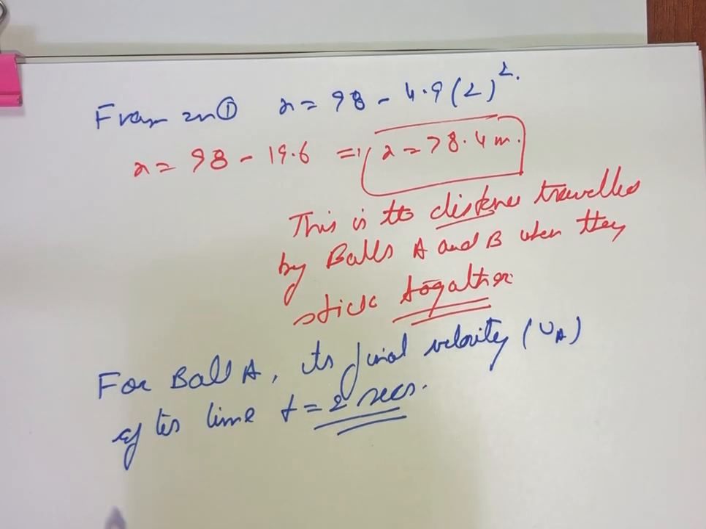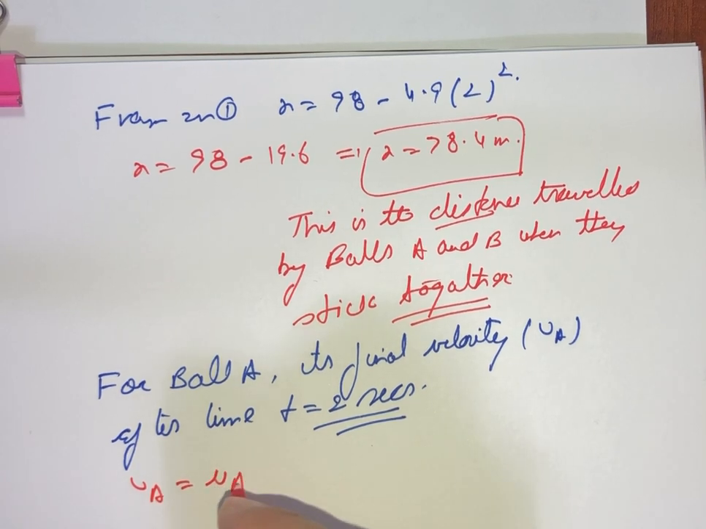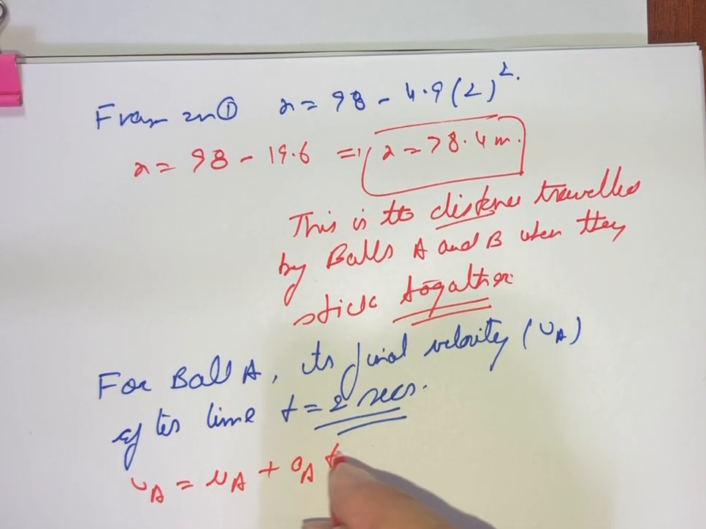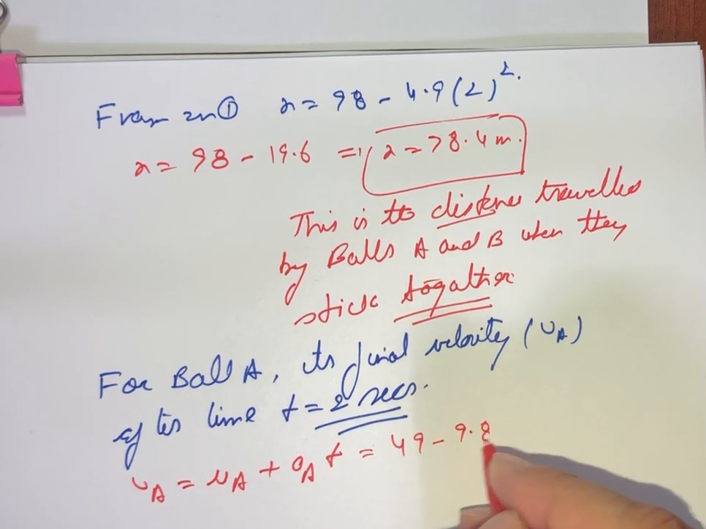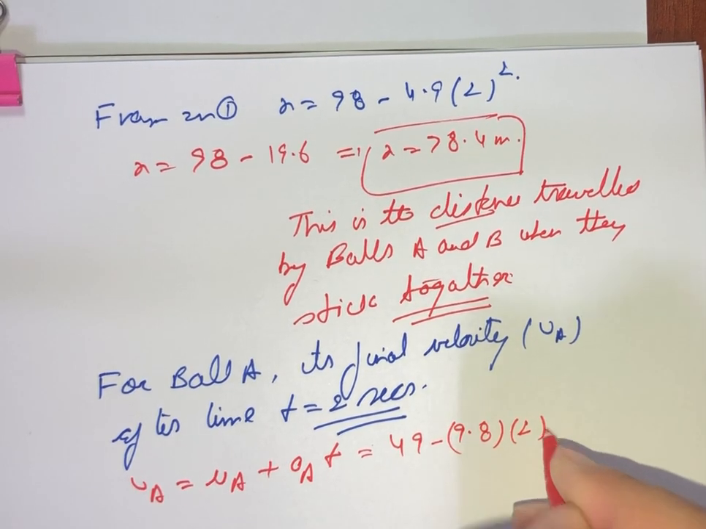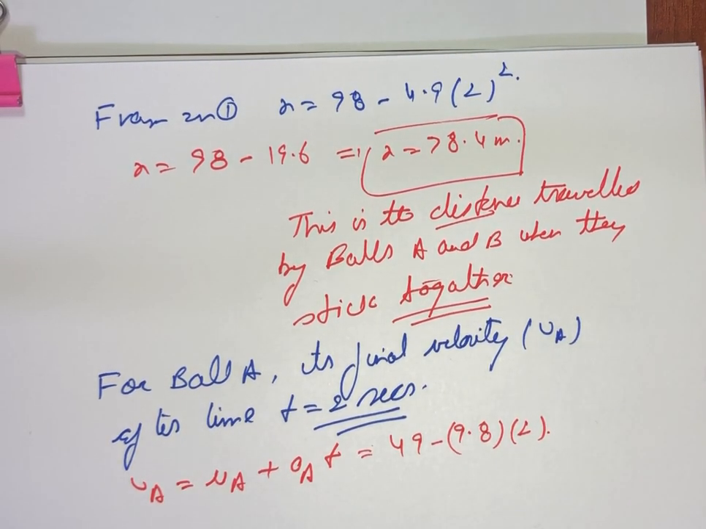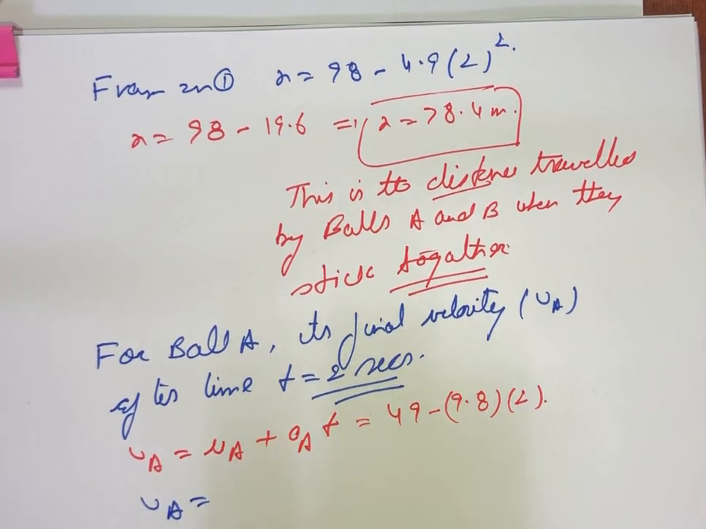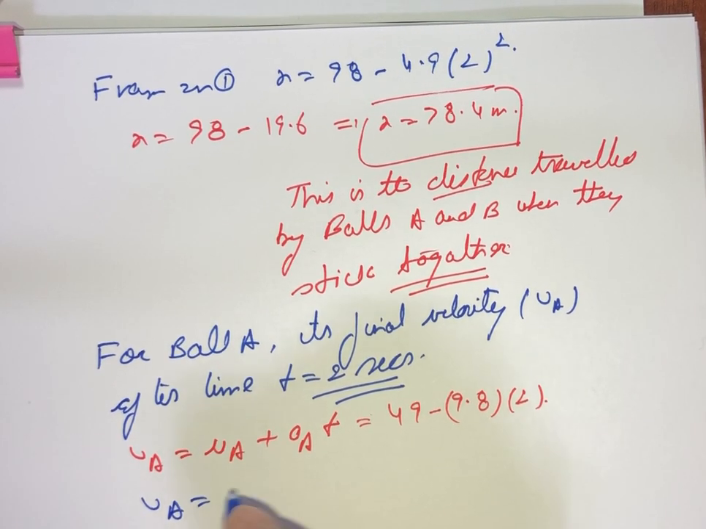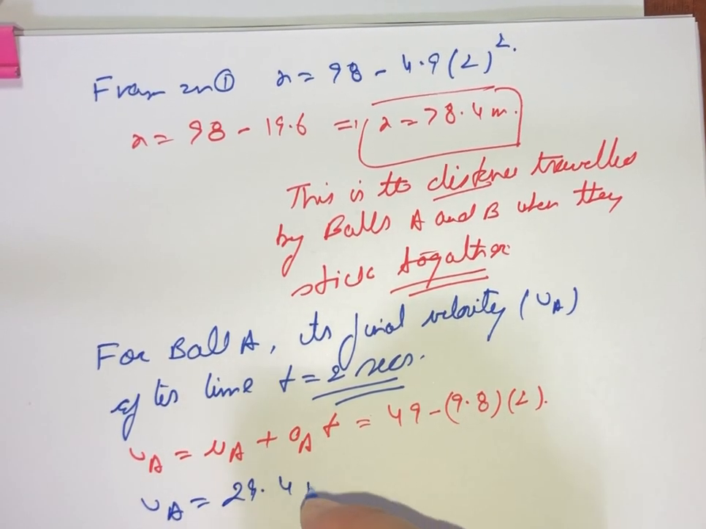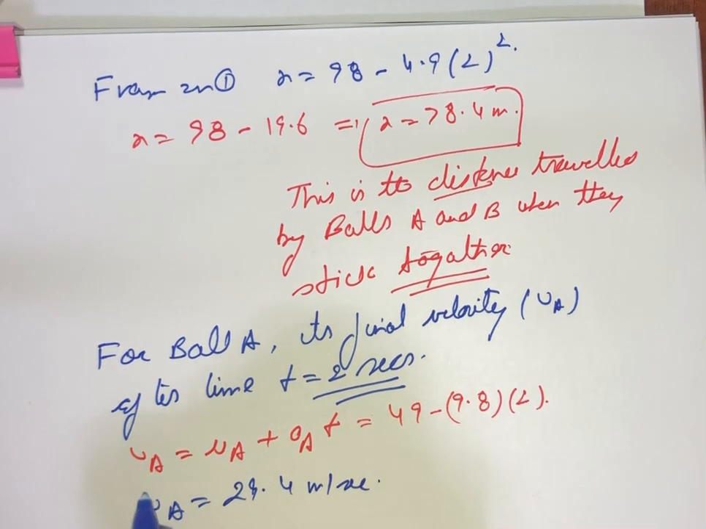So we can use the equation VA is equal to UA plus AA multiplied by time t, and UA is given as 49 minus g, which is 9.8, multiplied by 2. So we get VA will be equal to 29.4 meter per second.